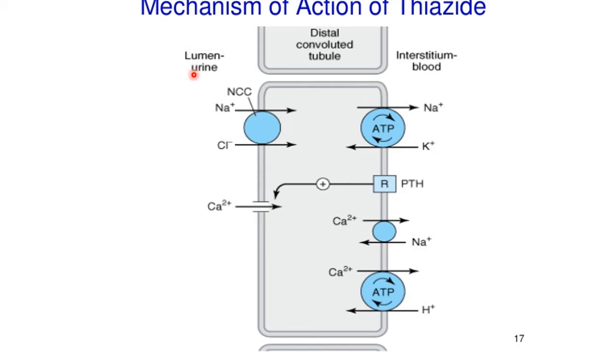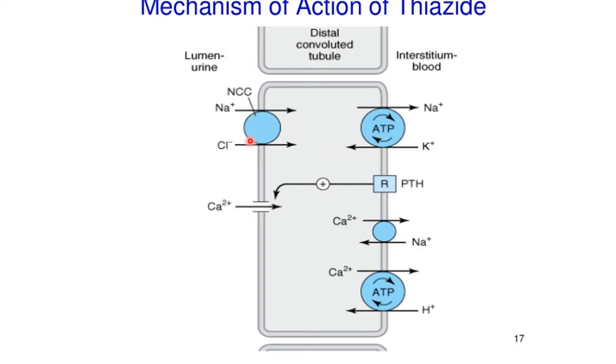This symporter transports sodium and chloride from the lumen of the urine into the cell of the distal convoluted tubule, and from here this sodium is transported into the blood. As a result of this sodium, potassium is secreted in the cell, and from here it is lost in the urine. So normally this is happening in the distal convoluted tubule.